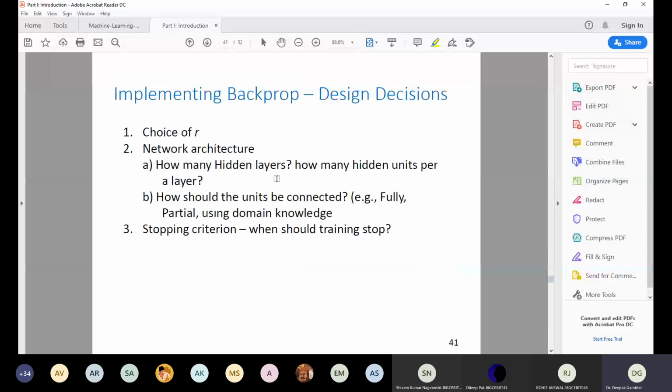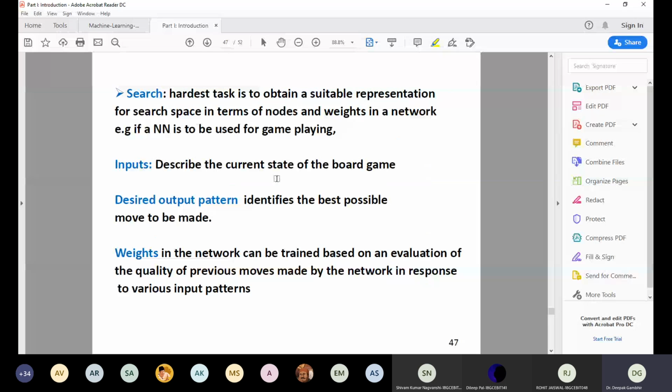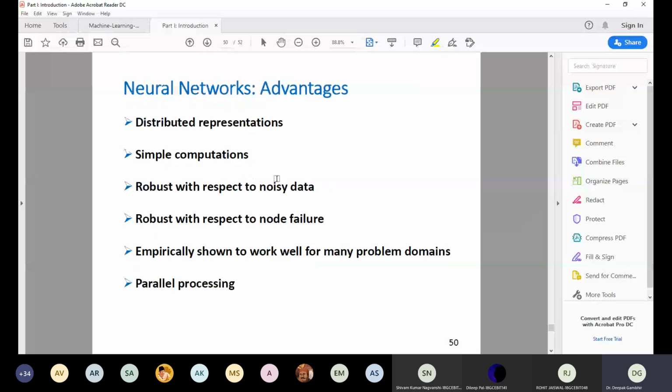Then we will study some advantages and disadvantages of the neural networks. These are also very important. The neural network advantage is that it provides distributed representation. It is simple in computation, robust with respect to noisy data, robust with respect to node failure, empirically shown to work well for many problem domains, and it is a massively parallel processing system. So these are some of the advantages of the neural networks.